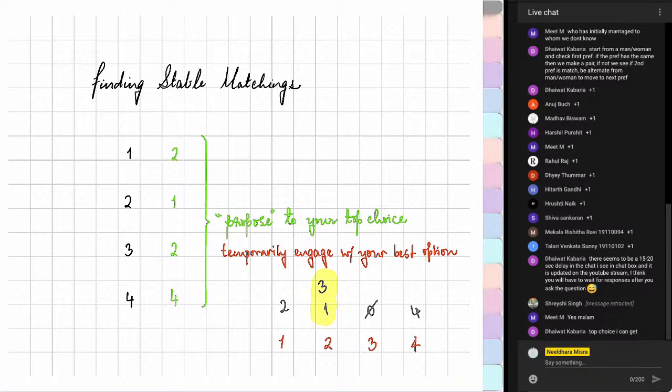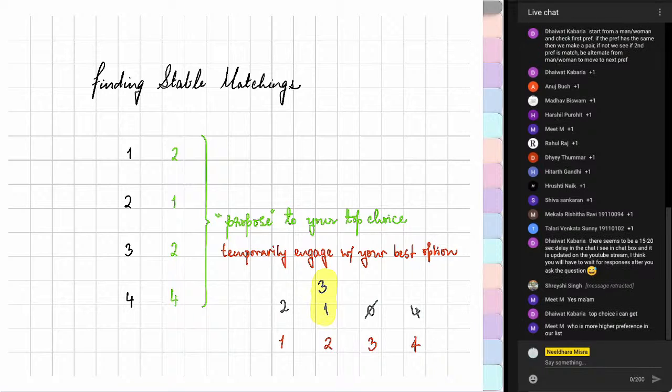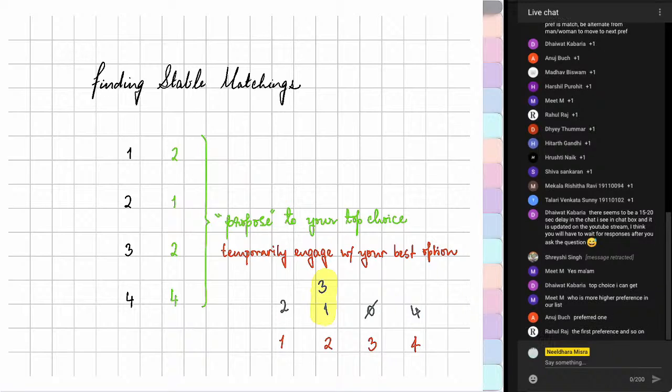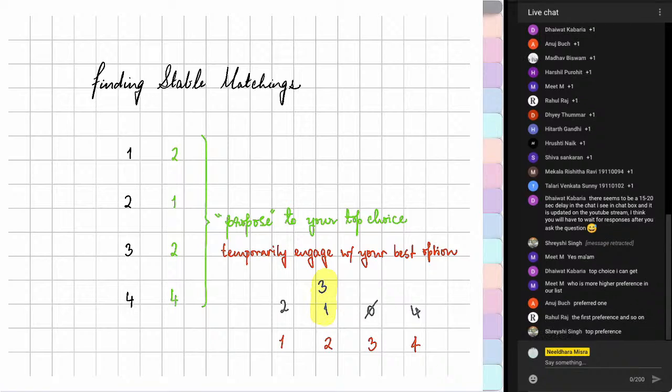If you're getting multiple proposals, you're spoiled for choice. So you can simply pick the most preferred proposal that you're receiving, right? So in this example, for instance, 2 receives proposals from 3 and 1, and depending on which option she likes better, that's the proposal she's going to pick for a temporary engagement. That's the way this is going to work.